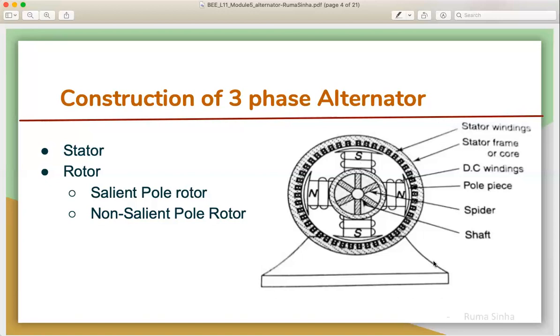This is the base on which this whole machine stands. So this is your basic construction part. We have one stator which is placed on the outside, and inside that we have this rotor. This rotor can be of two types. One we call a salient pole rotor, another one we call a non-salient pole rotor.